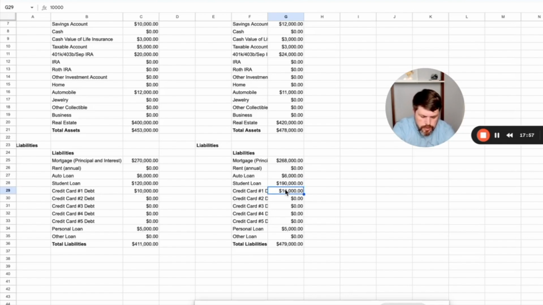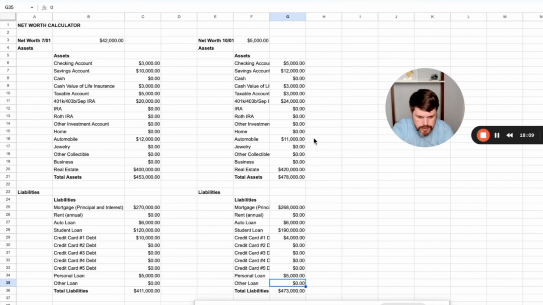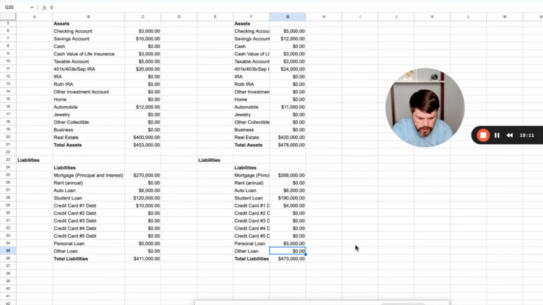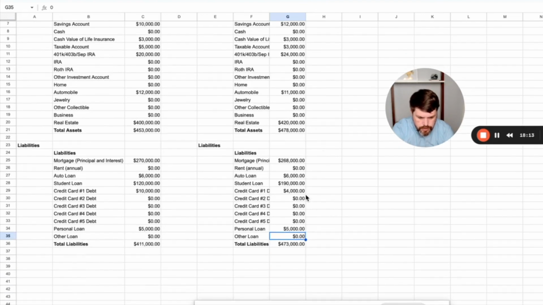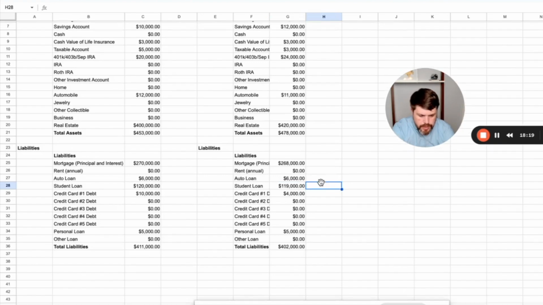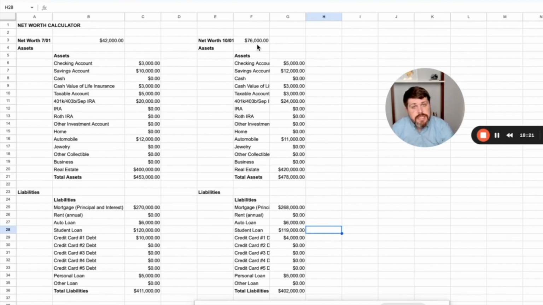Credit card bill, you've done a good job of reducing that, let's say. And the personal loan, nothing's changed because it's to the parents and you're trying to focus on things with a higher interest rate. So now you see the net worth is only 5. Oh, that's why. Typo. 119. Okay. And now the net worth is 76,000.